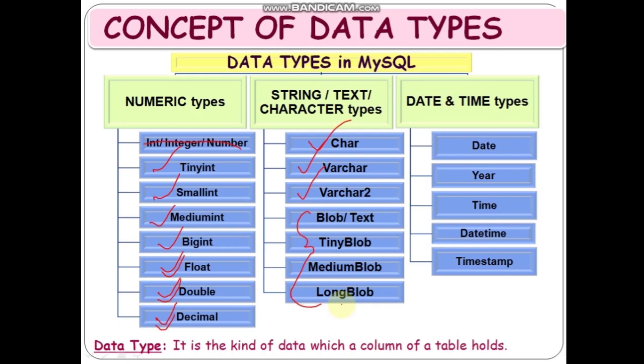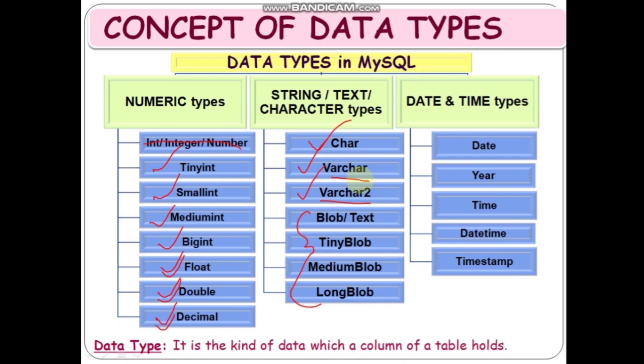Char is basically a fixed length string. It holds fixed length string and it's a fixed length character data type. And varchar and varchar2, both they hold character data type but of variable length. See this var which is written, var tells you that it's a variable character data type.